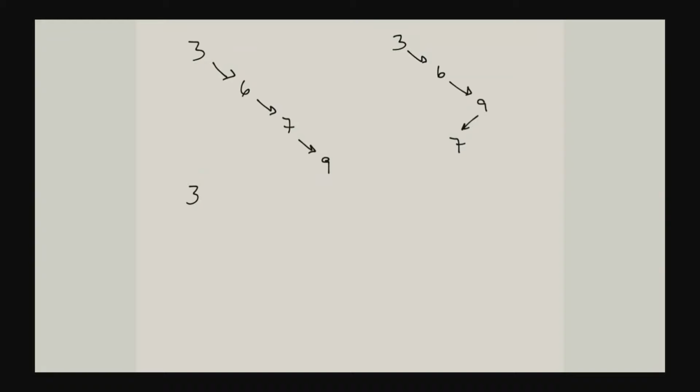Or we could do 3, then 7, then 6, and 9 that way. Or 3, 7. Actually, no, we can't do a 7 anymore. That's our one thing there. We can do 9. And then from the 9, we can do 6, and then 7. Or we can do 3, then 9, then 7, and then 6.